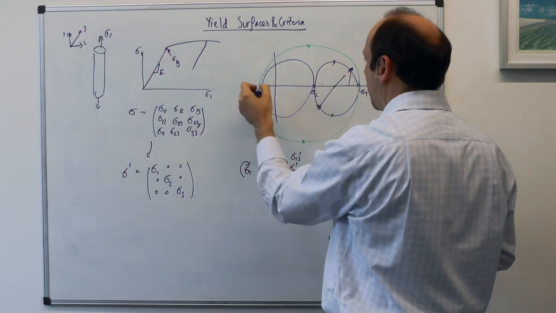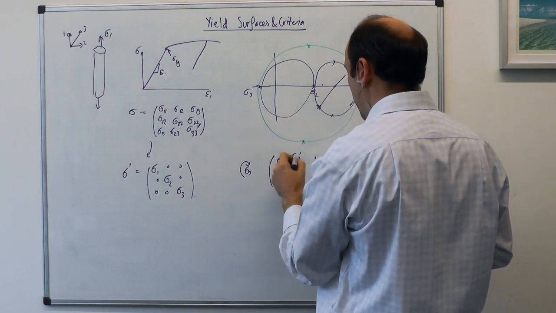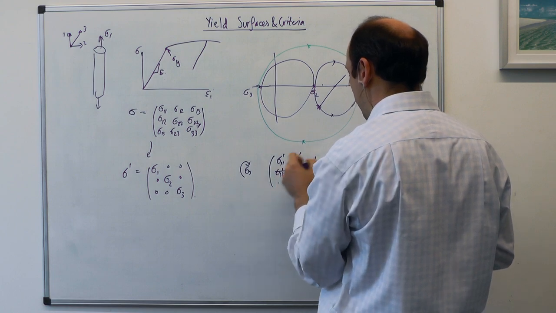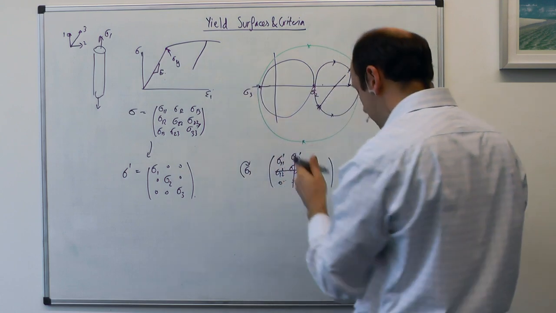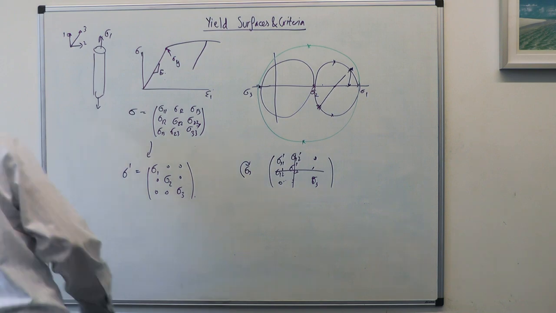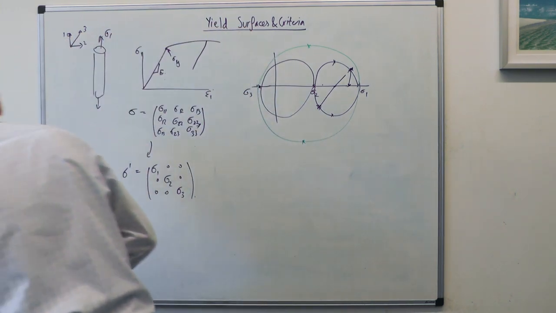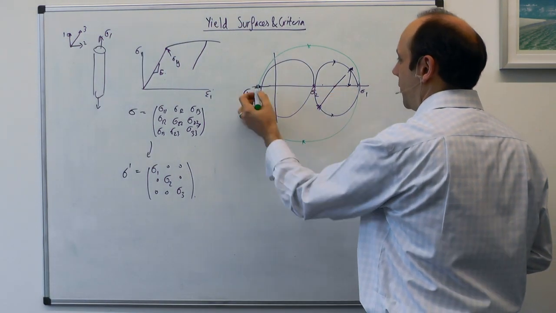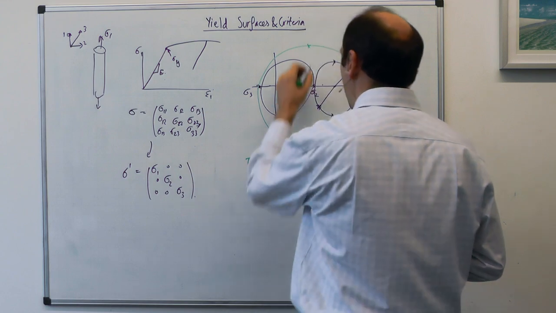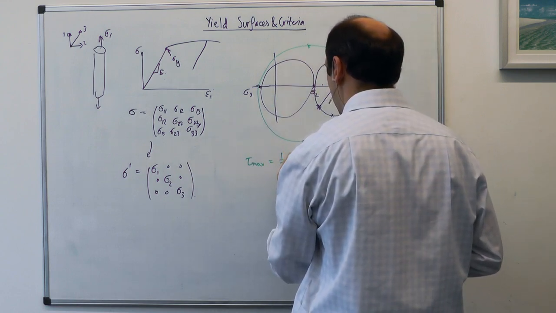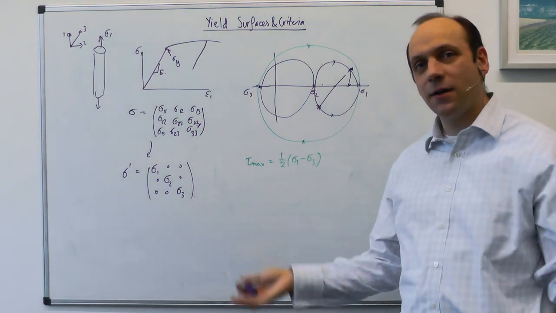If I then do a rotation between sigma 3 and this one, this is the new sigma 1 1 prime, so I'm doing a rotation with sigma 1 1 prime, 0, 0, sigma 3, and that gives me a smaller circle. So this really is true. The maximum shear stress you can find in the system is the radius of the Mohr's circle between the largest and smallest principal stress, and that radius is half the difference between sigma 3 and sigma 1. So the maximum shear you can find is a half times the difference between sigma 1 and sigma 3. That's the maximum shear stress we can find anywhere in the system.